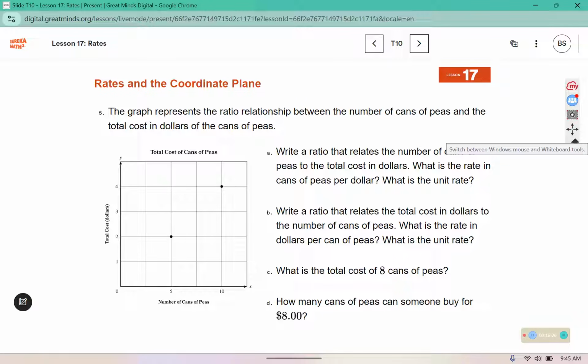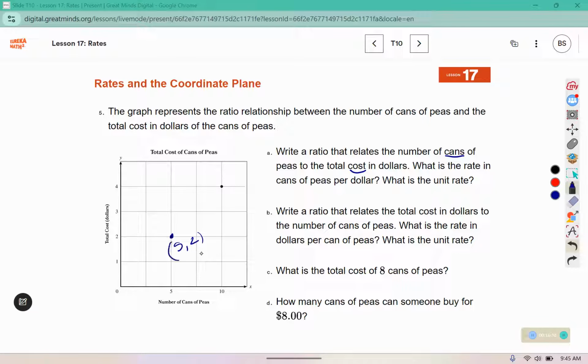The graph represents the ratio relationship between the number of cans of peas and the total cost in dollars of the cans of peas. Write a ratio that relates the number of cans of peas to the total cost in dollars. What is the rate in cans of peas per dollar? What is the unit rate? Okay, so we're writing our ratio of cans to cost. Here I see a point at 5:2. So 5:2. What is the rate of cans per dollar?